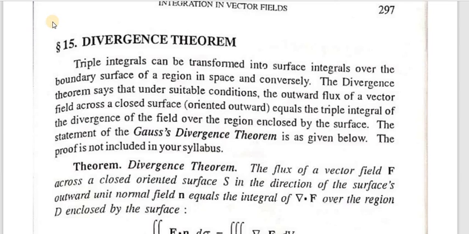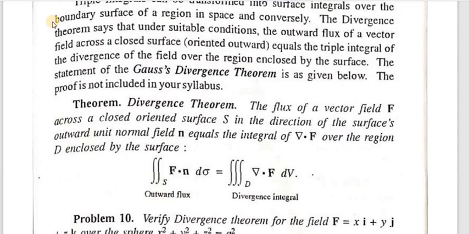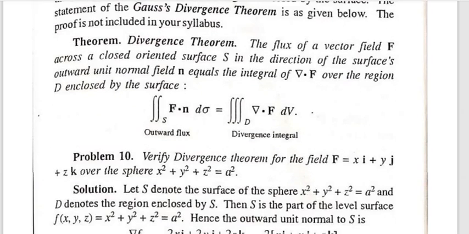In this video we would like to discuss an important theorem, the divergence theorem. In the divergence theorem we are connecting a surface integral with a triple integral. That is, the double integral over S of f dot n d sigma is equal to the triple integral over D of del dot f dv. This is the formula that represents the divergence theorem.